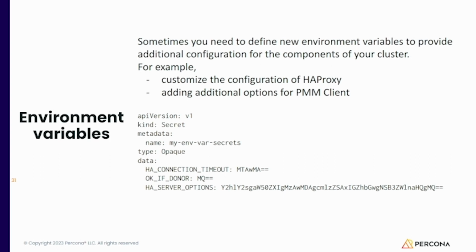Then environment variables, something else that you can configure when setting up the deployment. Environment variables can be useful, for example, for PMM, or to add some customization, maybe to HAProxy or to some other external software. So setting up an environment variable is super easy. You just need to add these tags, and then on data, you add the environment variables: the name of the variable, and the value. Again, this should be base64 encoded.